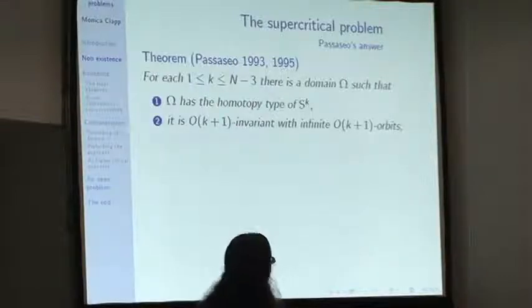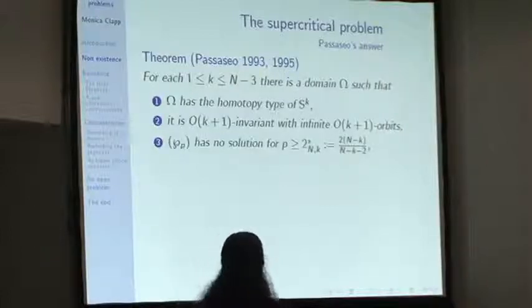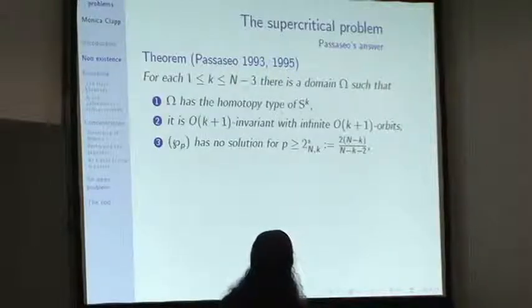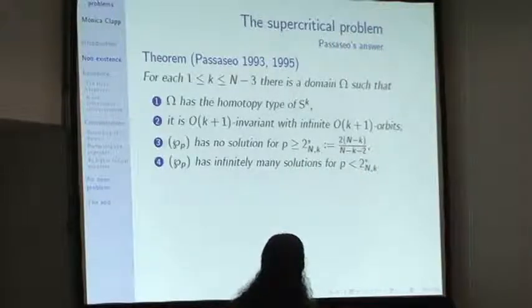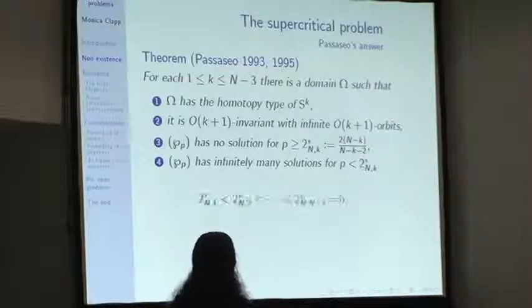And every orbit is infinite. And this problem has no solution for every p larger than or equal to this exponent. I will say a little bit more about this exponent. And it has infinitely many solutions for p smaller than this exponent. Okay? So what is this exponent?